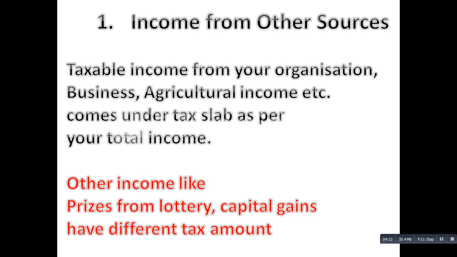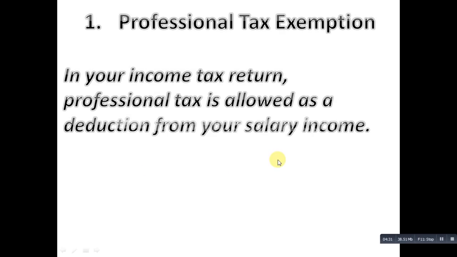But other income like prizes, lottery, capital gains have different tax slabs. Like for lottery there is a 30% tax slab, for capital gains there is 10% and also 20% tax slab. So we will discuss these two in a different video. Today we will discuss only the other income like agriculture, business, like that. Next one is professional tax exemption. Whatever professional tax you are paying is actually paid to your state government, and that whole amount is exempted. So this also we will discuss with an example.